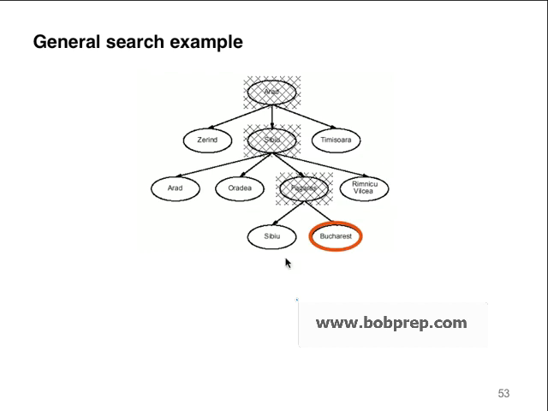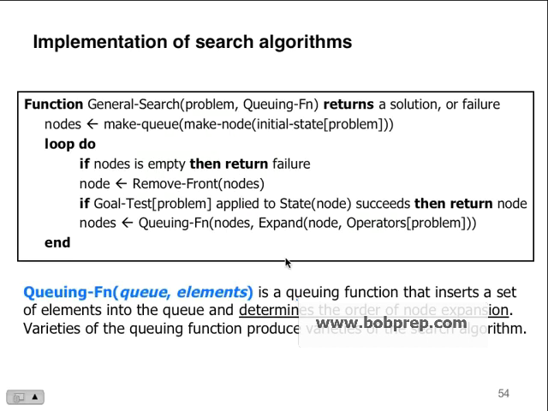So for the implementation of the search algorithm, we can do what's called a queuing function. And if we do a queuing function, this is where some of the interesting programming languages come into play, like Scheme and Lisp and Prolog.